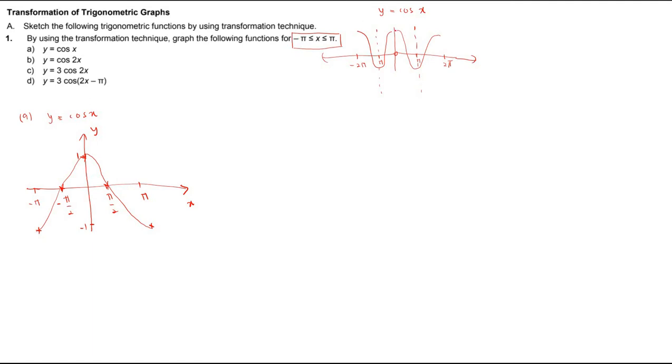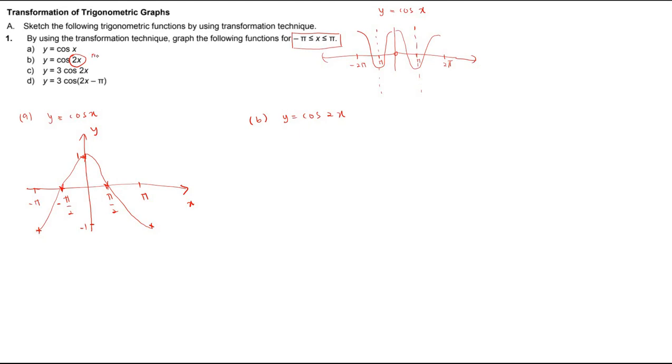Okay, ni tadi saya tunjuk kalau one cycle is like this from 0 until 2 pi. We add another cycle from 0 until negative 2 pi. Tapi kita nak pi, jom kita ambil from here until here. So, this is the shape of the graph. B. B, y equal cos 2x. Okay. 2 ni darab dekat x. 2 darab dekat x yang berubah adalah x.